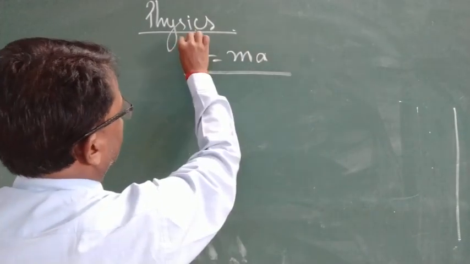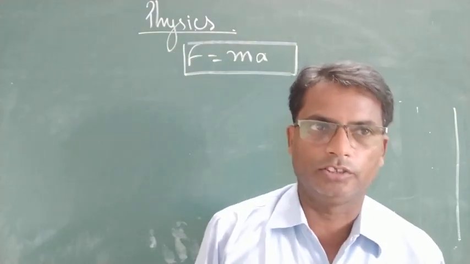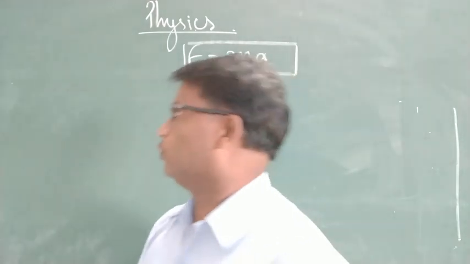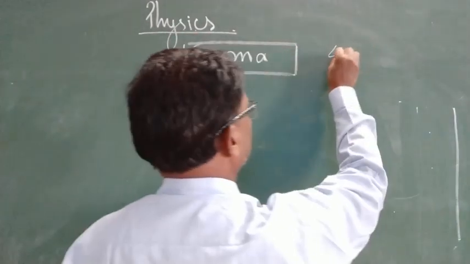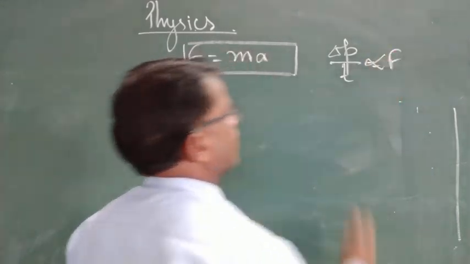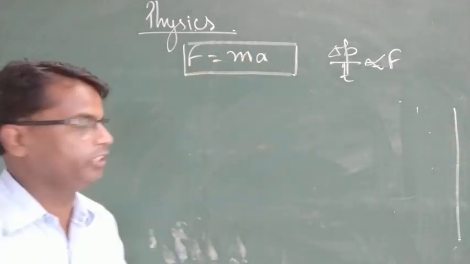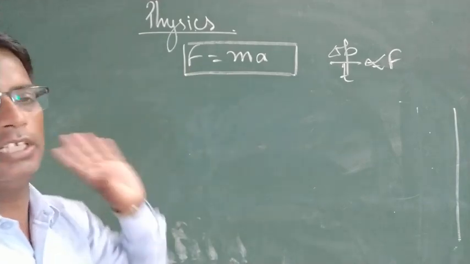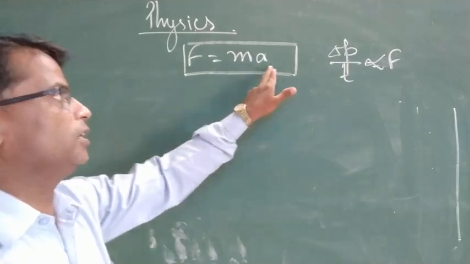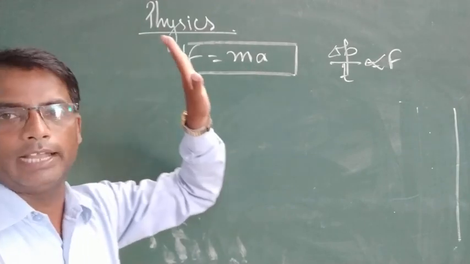Definition of Newton's second law of motion: the rate of change of momentum is directly proportional to the applied force. That is, delta p by t is directly proportional to the applied force. Using this formula, we can state another definition of Newton's second law: the applied force is the product of mass and acceleration.